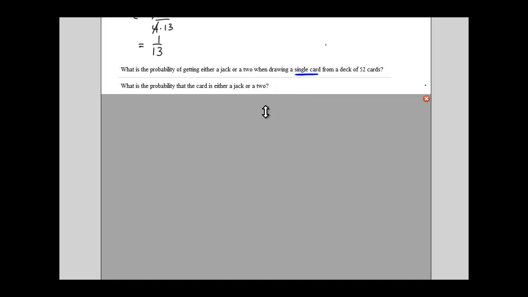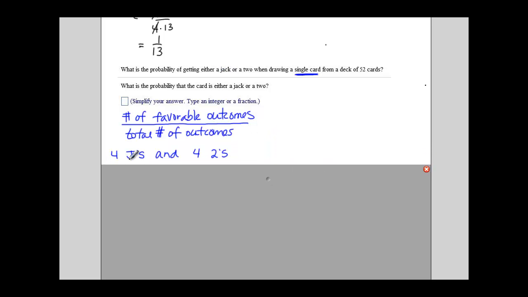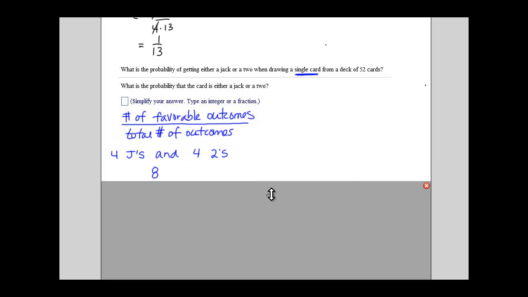So to find the probability that it's either a jack or a 2, we need to look again at the number of favorable outcomes for this event, and then the total number of outcomes. For it to be a success or a favorable outcome, we would need to draw either a jack or a 2. How many jacks are in a deck of cards? We know that there are 4 jacks. There would also be 4 2s. So the total number of favorable outcomes would be 4 plus 4, which is 8.